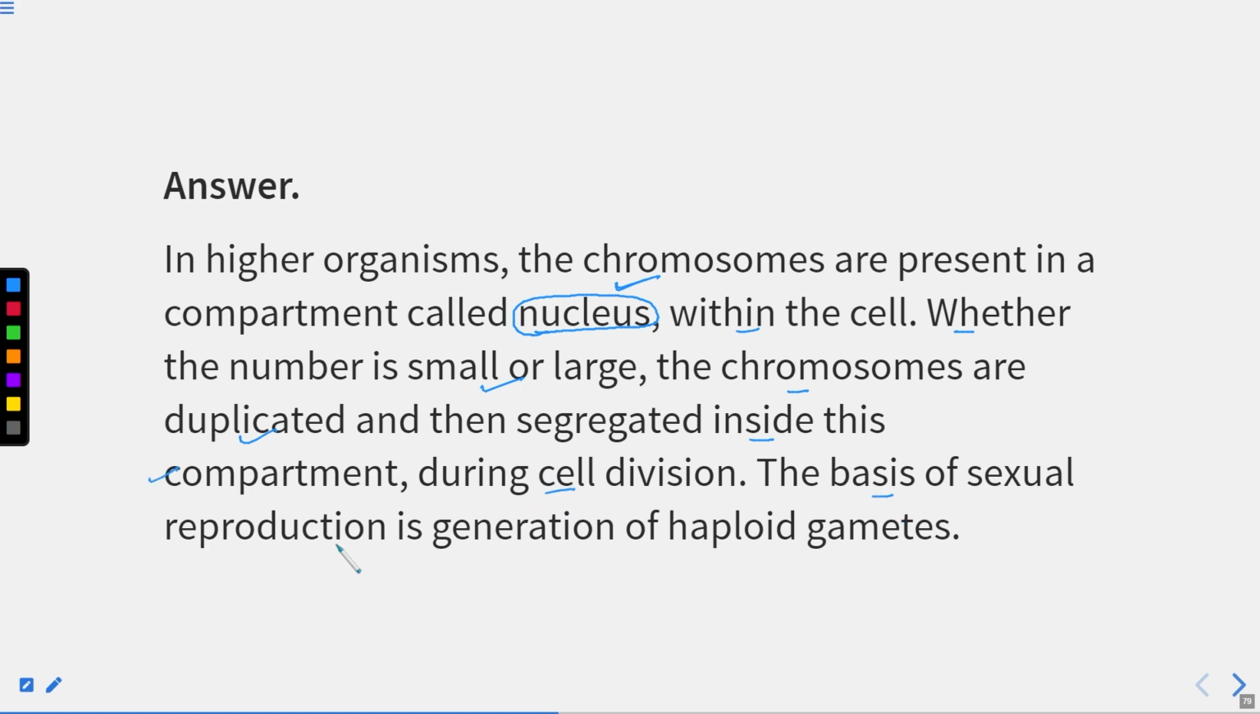The basis of sexual reproduction is the generation of haploid gametes. So sexual reproduction depends on the formation of haploid gametes and not the number of chromosomes. So this is clear. The number of chromosomes doesn't affect sexual reproduction, but sexual reproduction can be affected by the generation of haploid gametes. So generation of haploid gametes is mandatory for sexual reproduction.